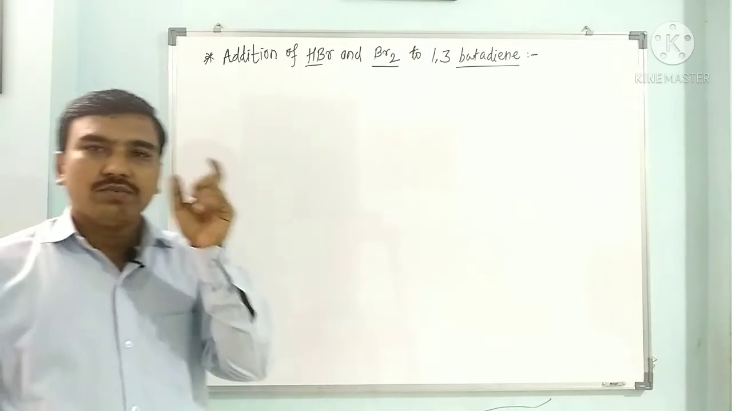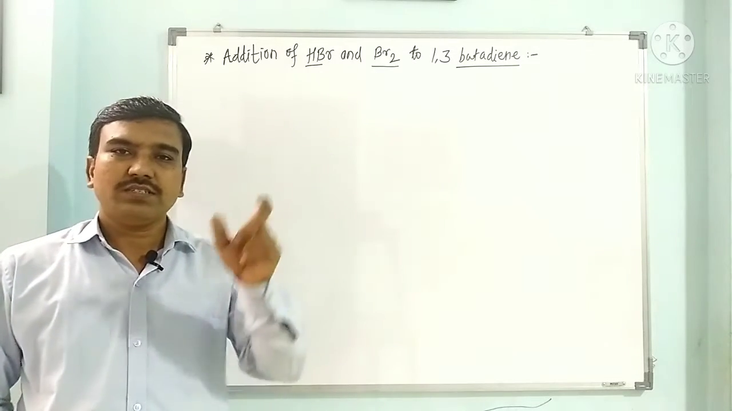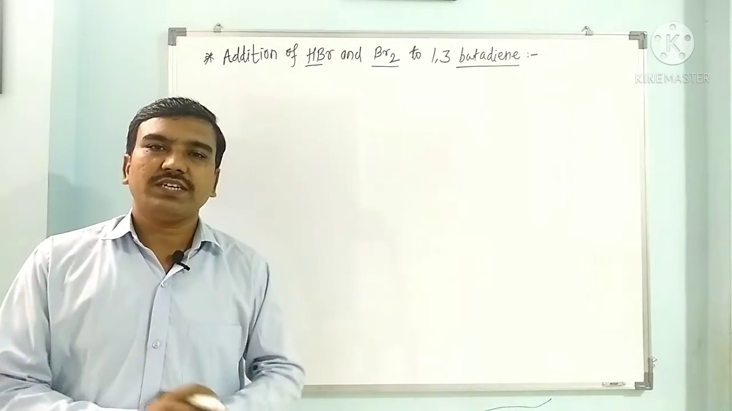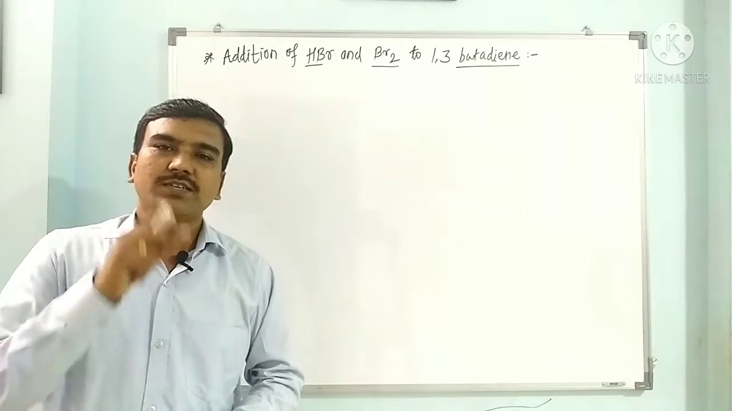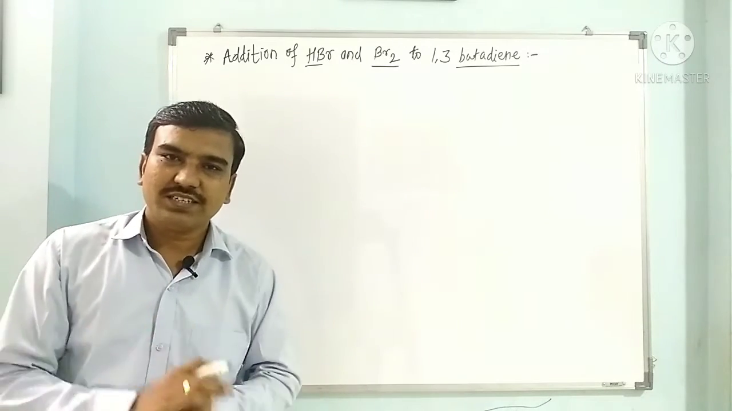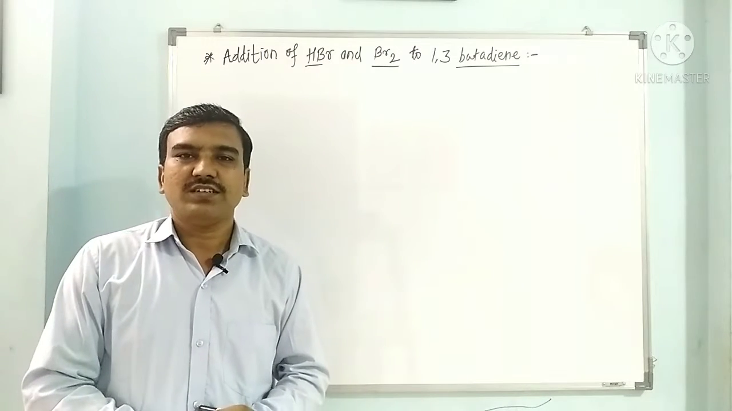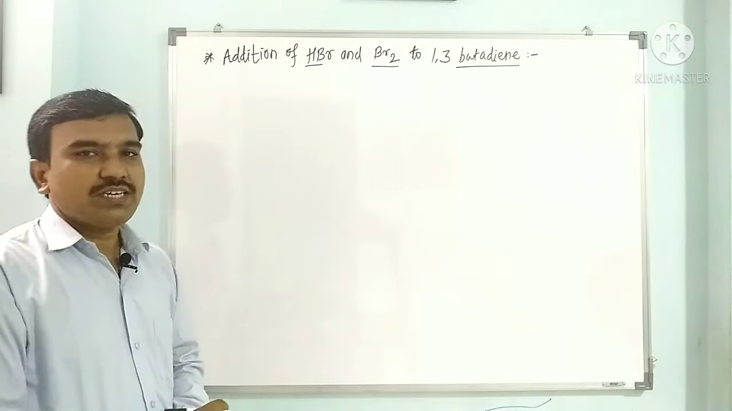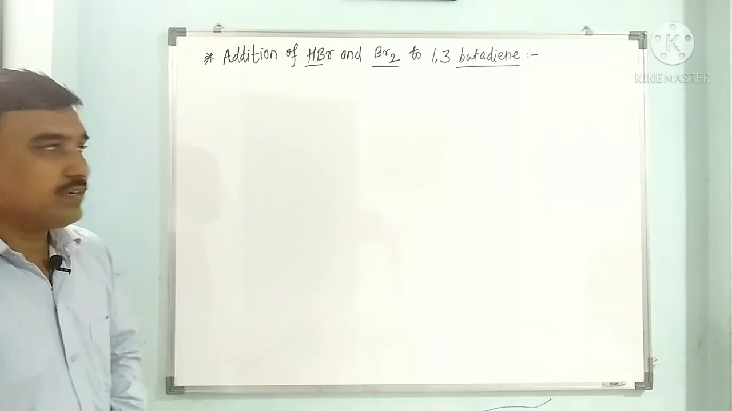Across one double bond, when addition reaction takes place, it is called a 1,2 addition reaction. If addition reaction takes place at the first and fourth carbon and the double bond shifts between the middle carbons, then this addition reaction is called a 1,4 addition reaction. So now we have to see the 1,2 addition and 1,4 addition reaction of butadiene with HBr and Br2.